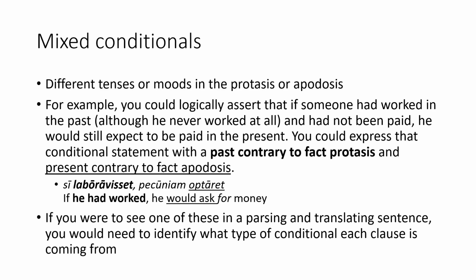The scenario can be seen in the sentence, si laboravisset pecuniam optaret. The pluperfect subjunctive of the protasis indicates that it is a past contrary to fact, while the imperfect subjunctive of the apodosis is from a present contrary to fact. This would be translated as, if he had worked, he would ask for money. If you were to see one of these in a parsing, identifying, translating sentence, you would need to identify what type of conditional each clause is coming from. Just seeing mixed conditional is not enough.